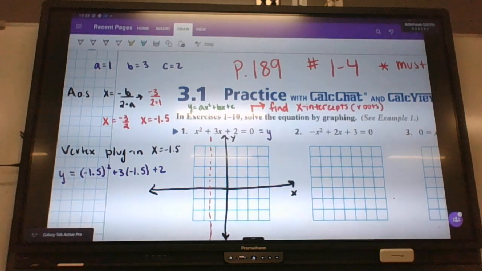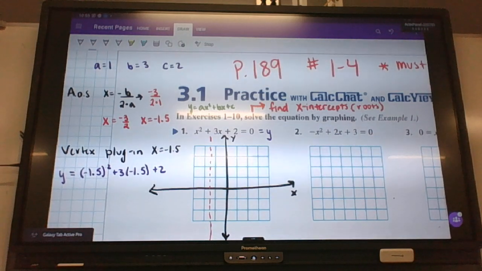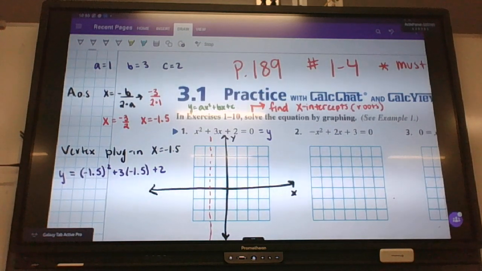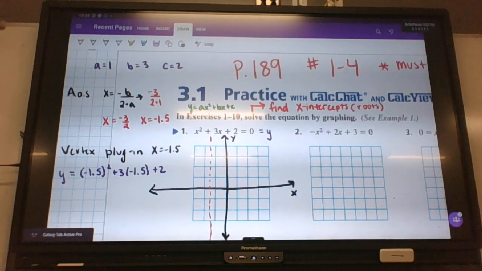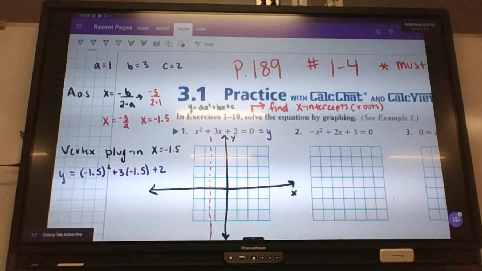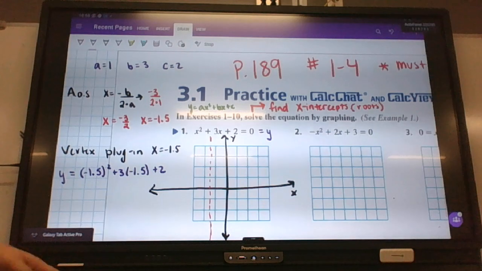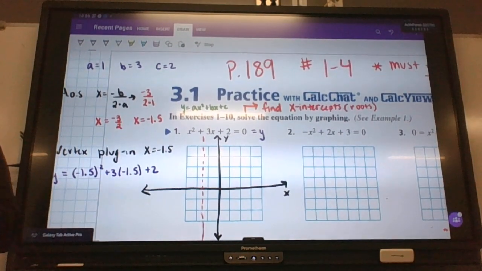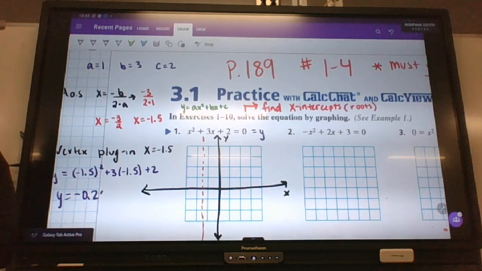With the 1.25? No. Sorry. 1.5. 1.5, right? My bad. So it's just the parentheses that are making it come out wrong. Okay, thank you. It's not right. It's -0.25.